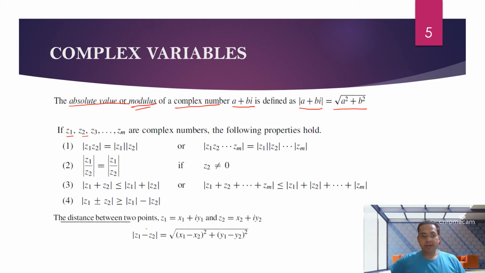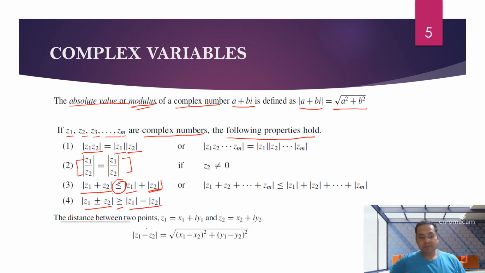If z1, z2, z3 and so on till zm are complex numbers, then the following properties hold. Modulus of z1 into z2 is equal to mod of z1 into mod of z2. Modulus of z1 divided by z2 is equal to mod z1 divided by mod z2. The modulus of z1 plus z2 is less than or equal to mod of z1 plus mod of z2. This is the less than sign. Again, modulus of z1 plus or minus z2 is greater than or equal to modulus of z1 minus modulus of z2.